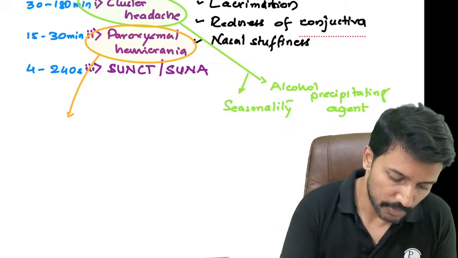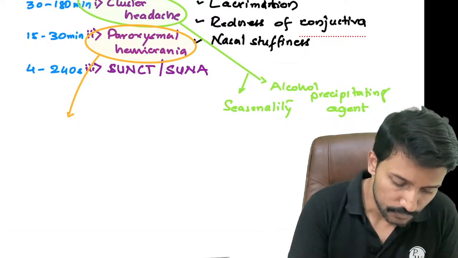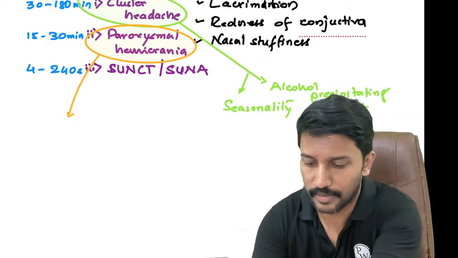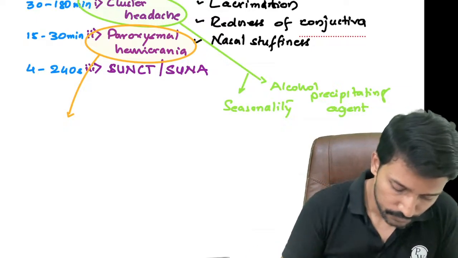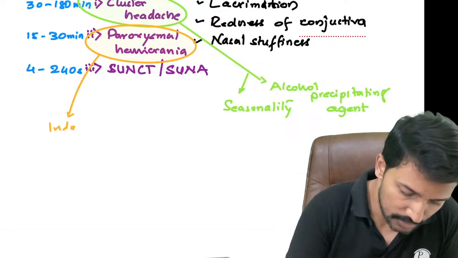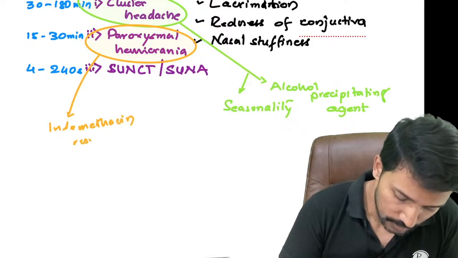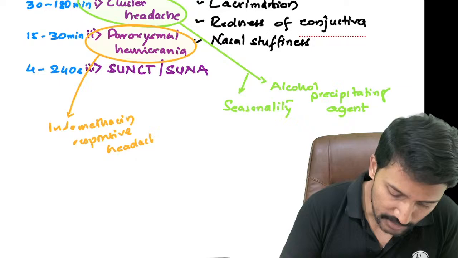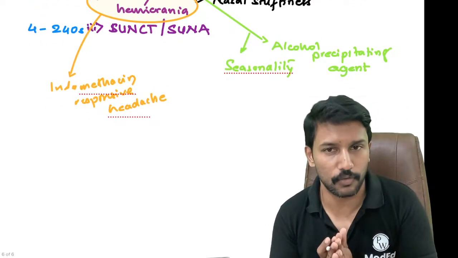Okay, and if it is a case of paroxysmal hemicrania, then the clues that examiner generally gives you is that patients with paroxysmal hemicrania, they have excellent response to indomethacin. So if the question says that the patient has got indomethacin responsive headache, that means he is talking about paroxysmal hemicrania. Indomethacin responsive headache. Okay. Now the last bit of questions from the trigeminal autonomic cephalgia is what are the drugs of choices, right?